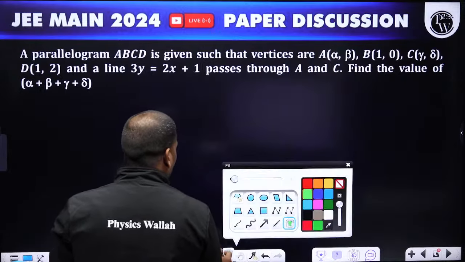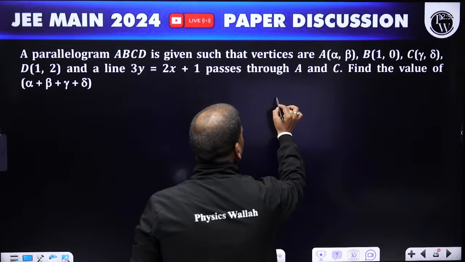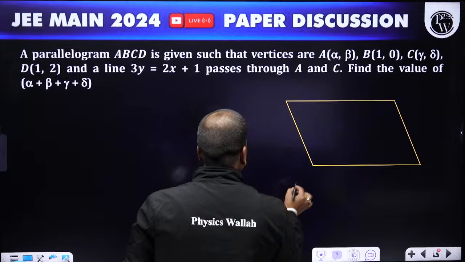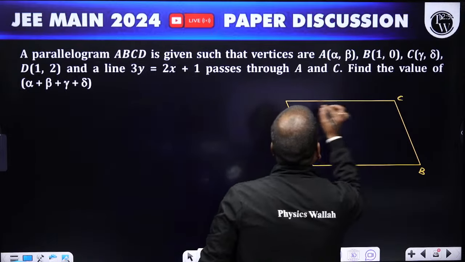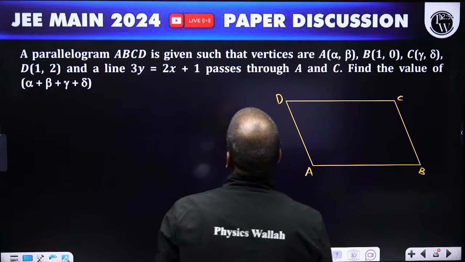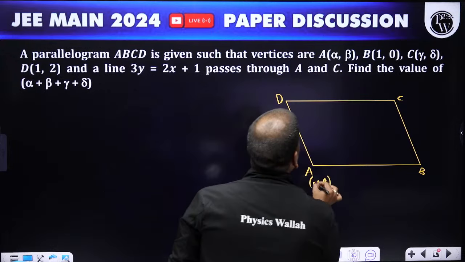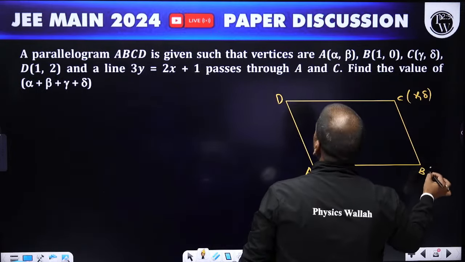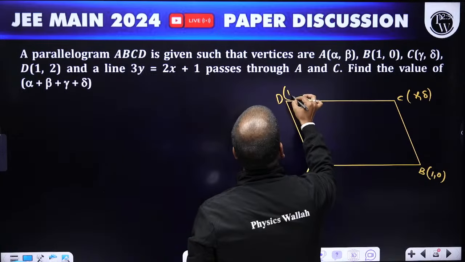So, everybody knows the standards of standard geometry, two-dimensional geometry. First and foremost point, everybody knows ABCD is a parallelogram. First and foremost point, diagonals bisect each other. So, this is alpha, beta. A is alpha, beta. C is gamma, delta. Diagonals bisect each other. So, that is what we know. So, D is equal to 1, comma 2.